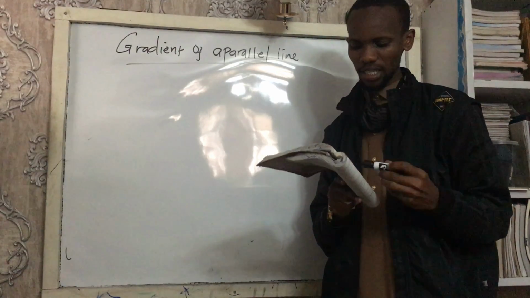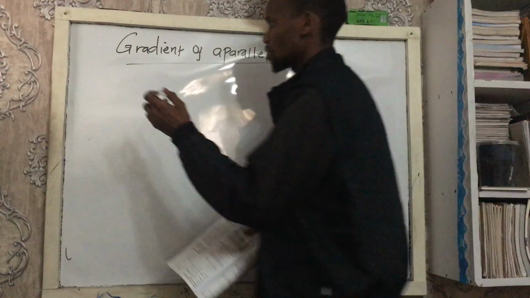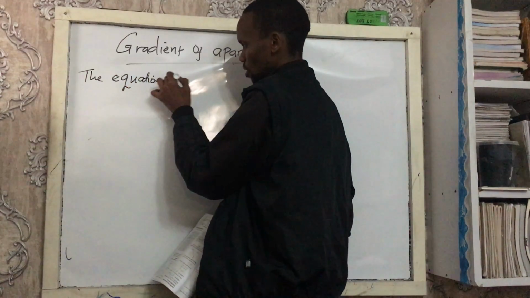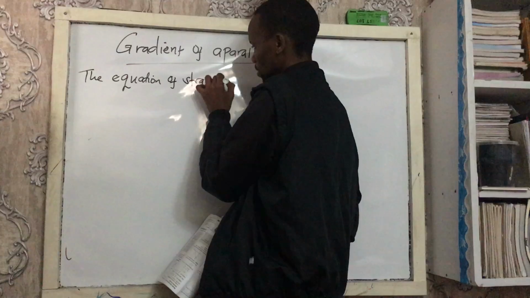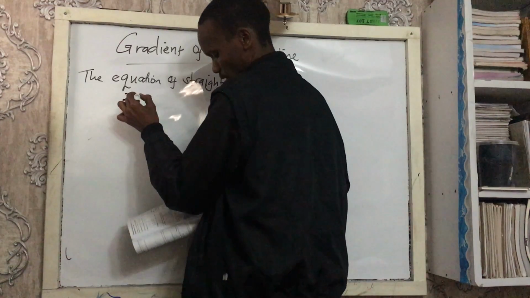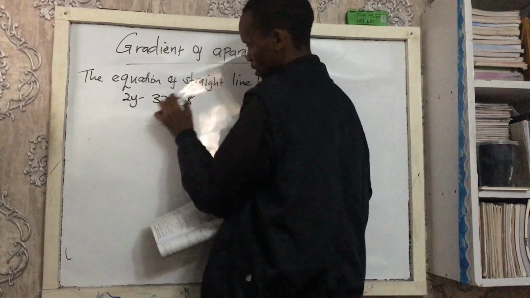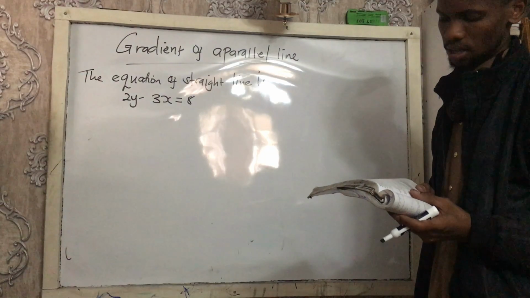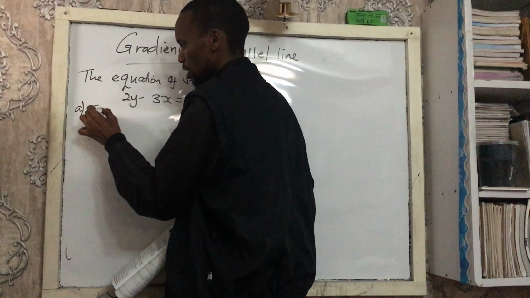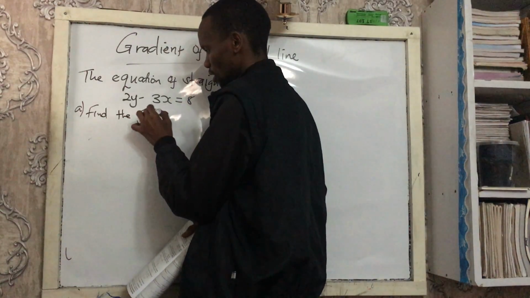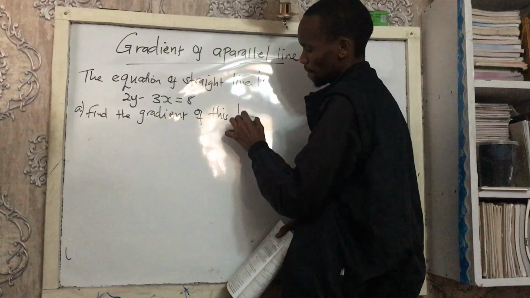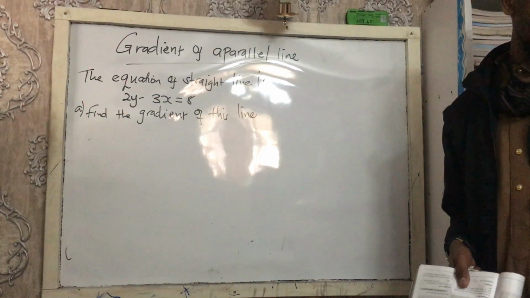Okay, we are being told the equation of a straight line is 2y minus 3x equals to 8. Find the gradient of this line. Number A, we are being told find the gradient of this line.